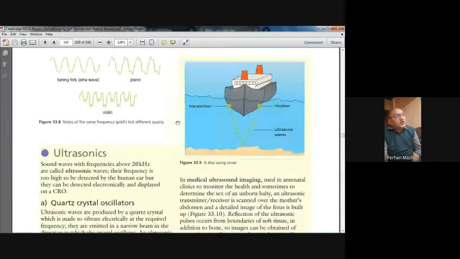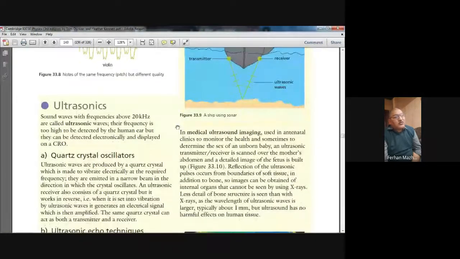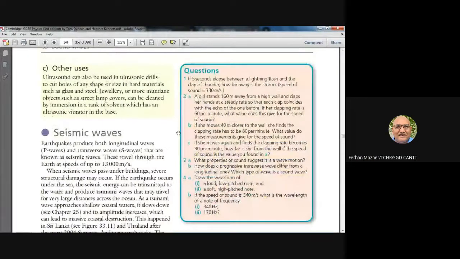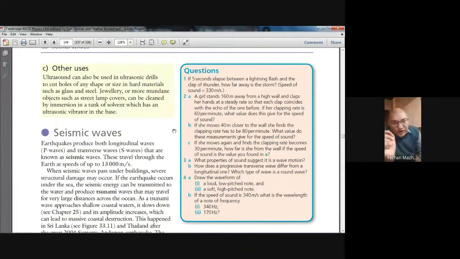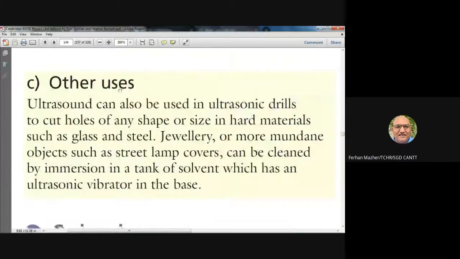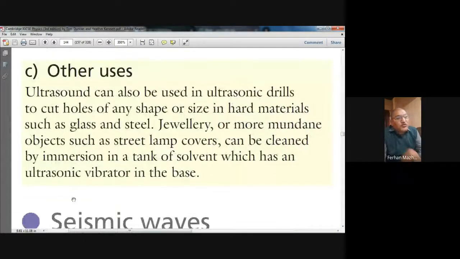So this is the ultrasounds and other uses. This is very important, also from the exam point of view. The other use of the ultrasound: ultrasounds are used for cleaning purposes.